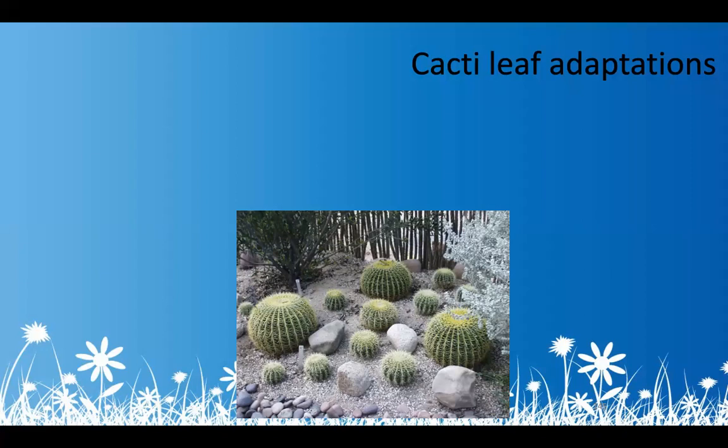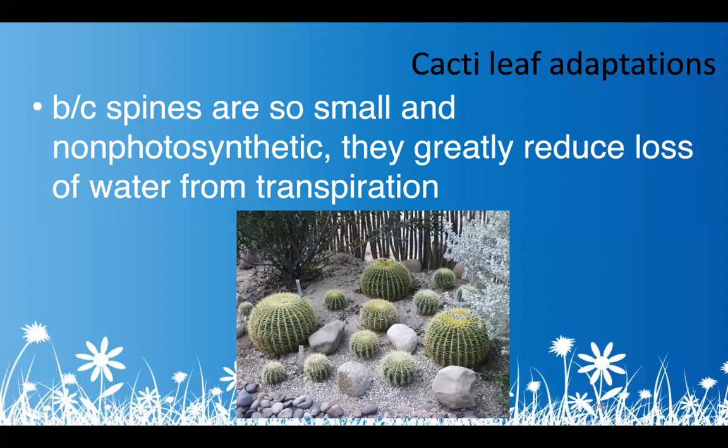Now, cacti are a whole other type of adaptation. Obviously, they live in the desert, so they have a high probability of water loss from transpiration. Now, if you don't remember transpiration, I'm gonna draw my plant. I'm just gonna draw one leaf. So transpiration is the loss of water from a plant, and it occurs because on the underside of the leaf, you have the stomata, they got the holes.